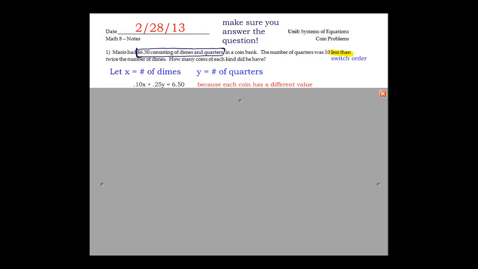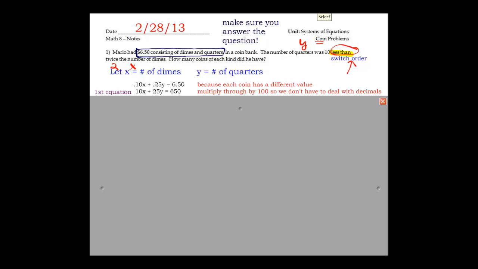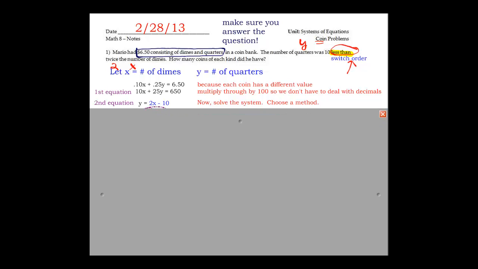Now let's get to the second sentence. The number of quarters, now quarters is y, was or is, and there's your equal sign, 10 less than twice the number of dimes. Now when we see these words less than, we must switch order, and that brings us to our next equation. Right here, y equals 2x minus 10.